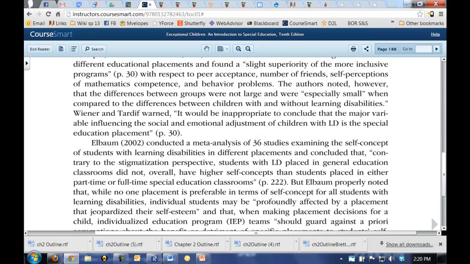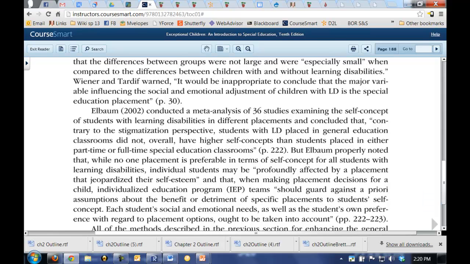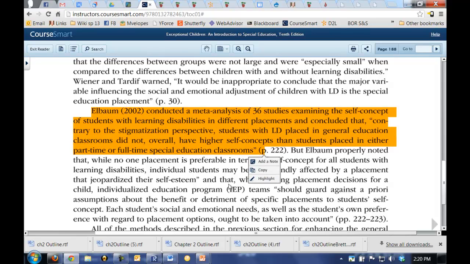Here it said 36 studies examining self-concept that, contrary to the stigmatization perspective, students placed in general classrooms did not overall have higher self-concepts. That's really unbelievable they would do that. Let me just hit you with that again, what that means. Edelbaum conducted a meta-analysis of 36 cases examining self-concept of students with learning disabilities in different placements and concluded that, contrary to the stigmatization perspective, students with LD placed in general classrooms did not overall have higher self-concepts than students placed in either part-time or full-time classrooms.